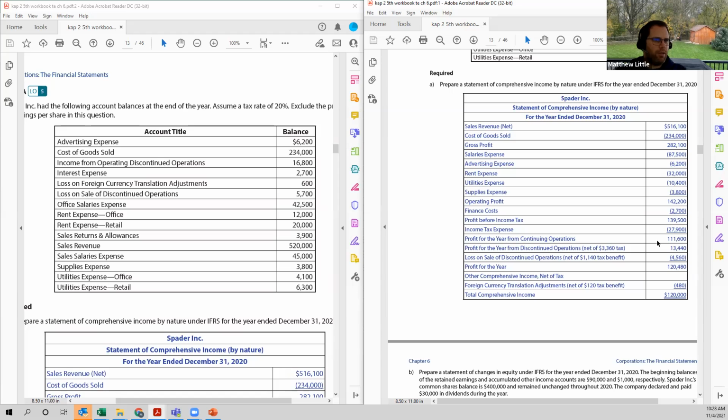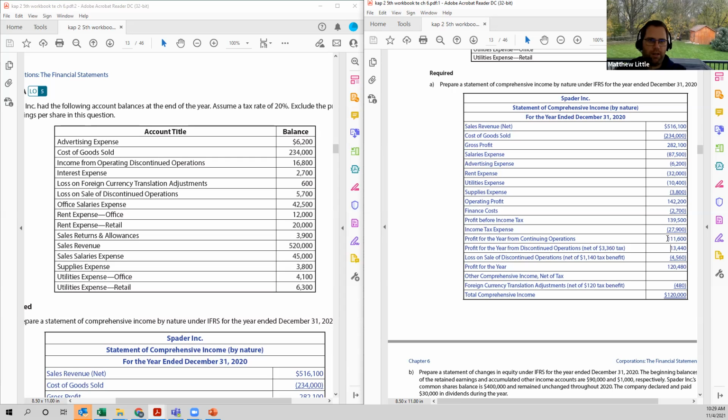Then we move on to profit for the year from discontinued operations. So here we have 16,800 less the tax at 20%, which gives us a net of 13,440. So that's 16,800 times 20%, 3,360 in tax. Then we have a loss on sale of discontinued operations, as per our list here, of 5,700. And then we'll get some tax credit back at 20%, we're assuming. So that's a tax credit of 1,140. So the net loss after taxes would only be 4,560.